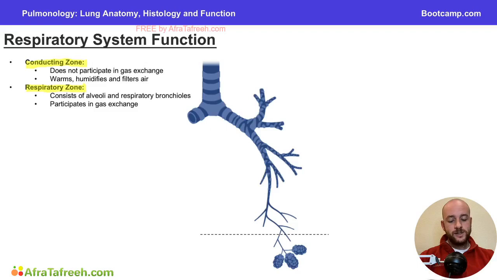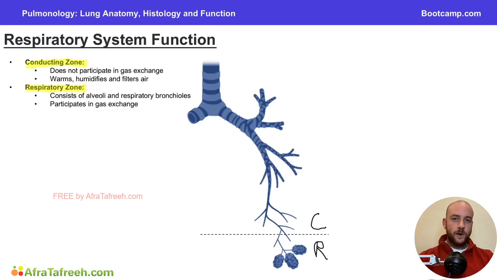Anatomically, the conducting zone goes all the way down until we reach a structure called the respiratory bronchioles. Once we are in the respiratory bronchioles, we are now in the respiratory zone, as the respiratory bronchioles and the more distal alveoli can participate in gas exchange.